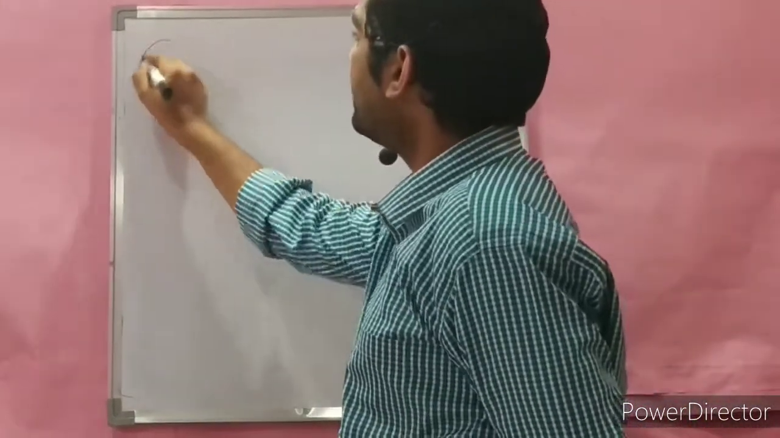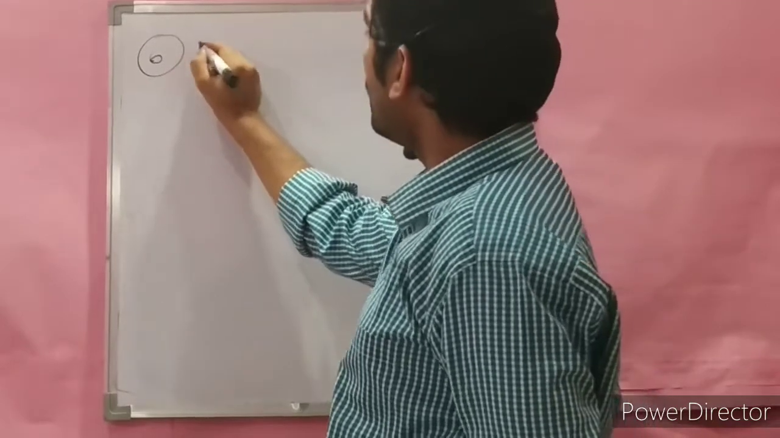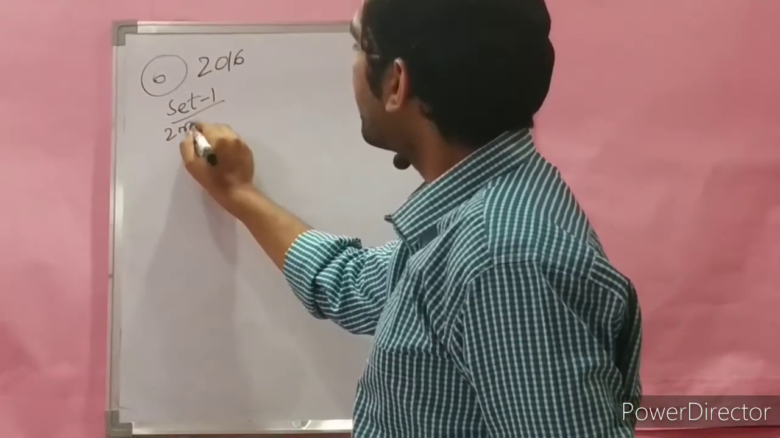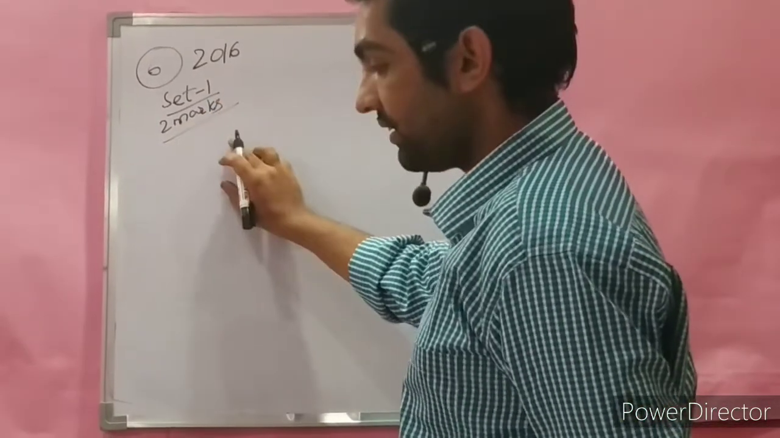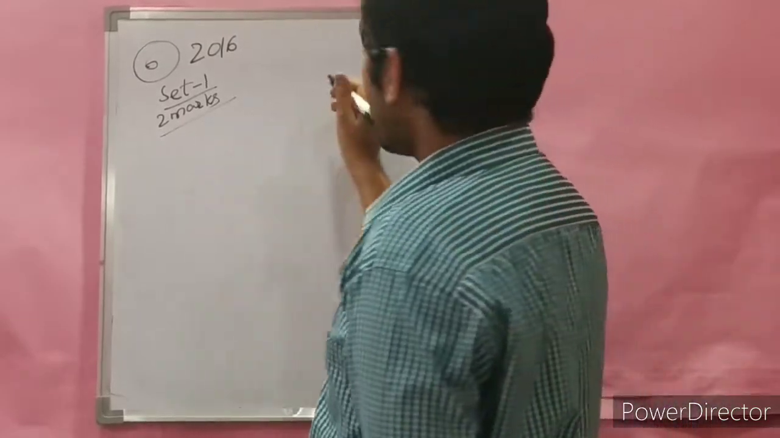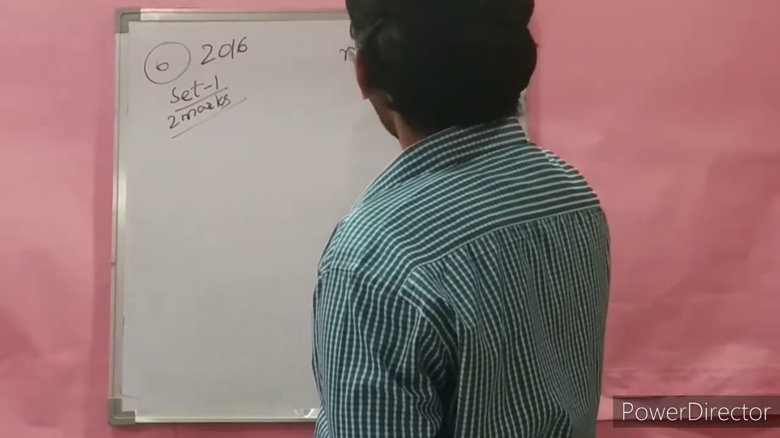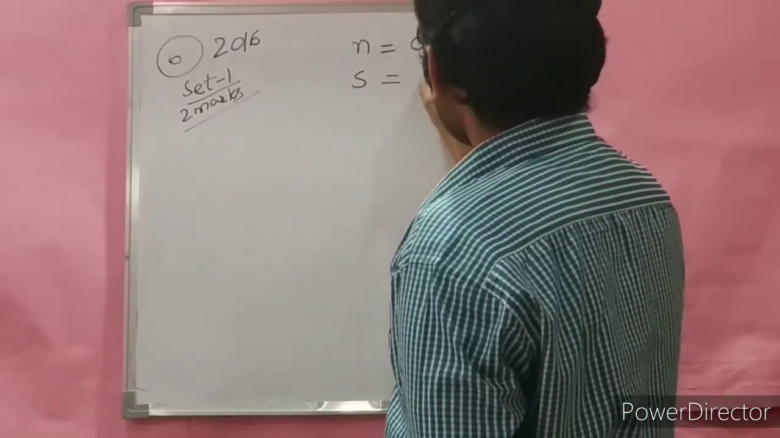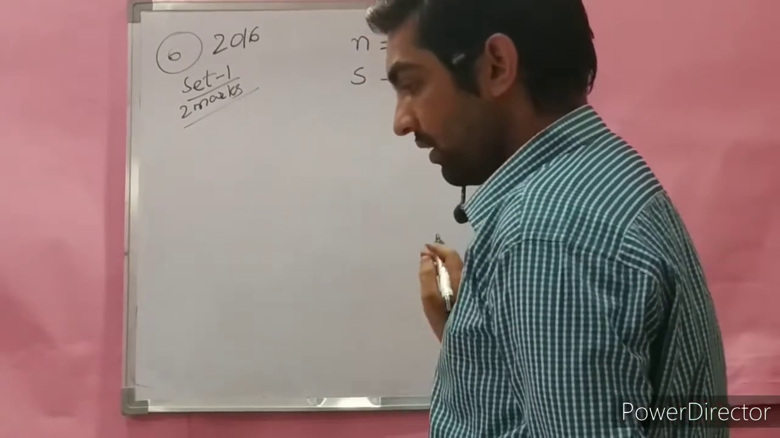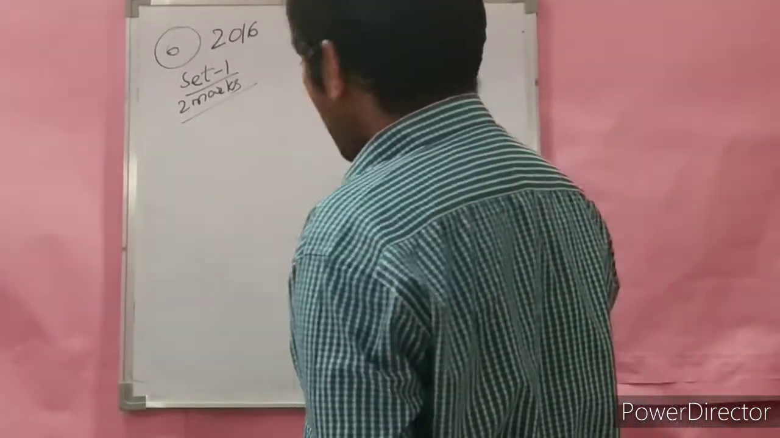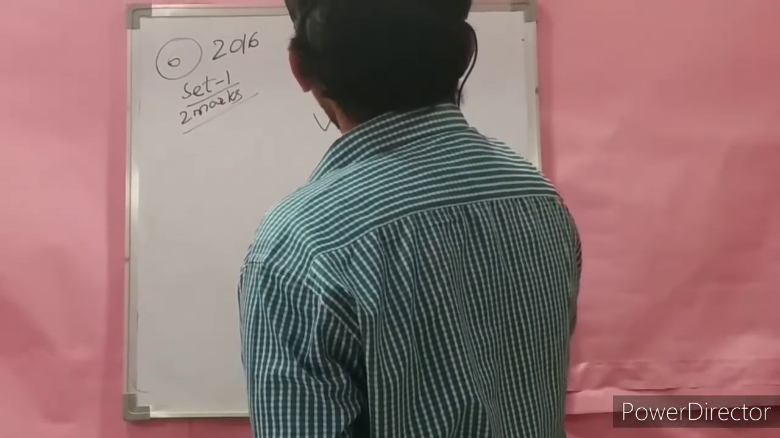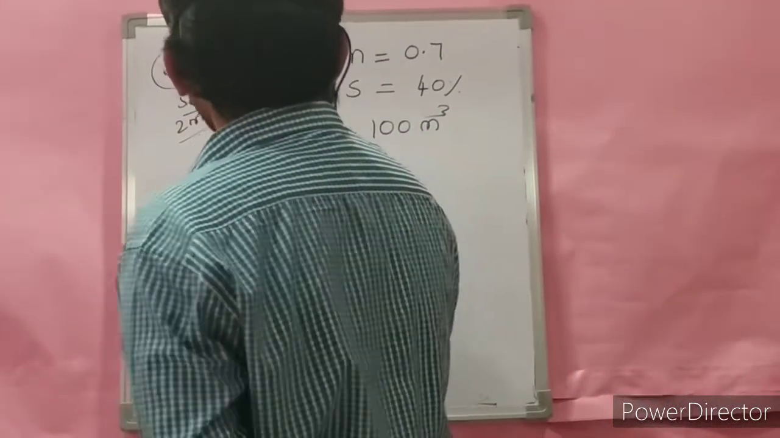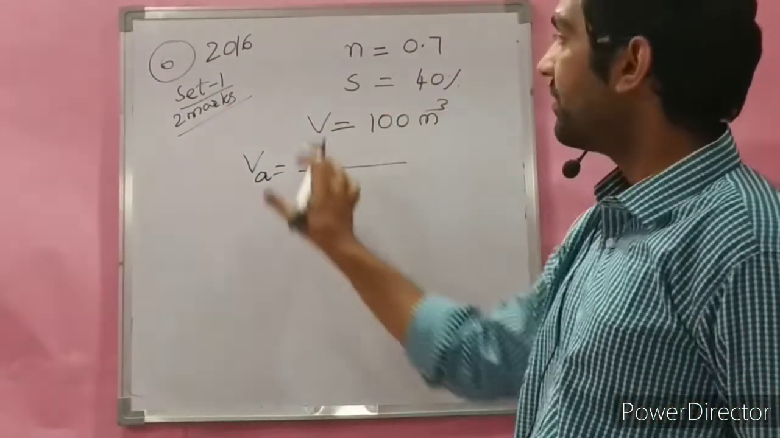Next question, question number 6. This was asked in the GATE exam 2016, set 1, for 2 marks. What is the question? The porosity of a soil sample, N, is 0.7 and the degree of saturation, S, is 40%, respectively. In a 100 cubic meter soil volume, the total soil volume is 100 meter cube. The volume of air in cubic meters is asked. The air is dash. This is your question.